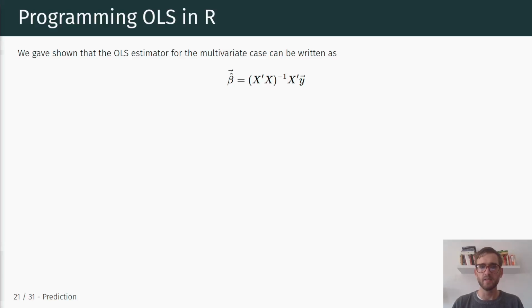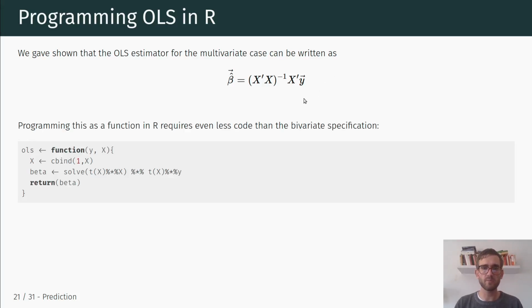Hi everyone. So in the last video we have shown that the OLS estimator in the multivariate case can be written as X prime X inverse X prime y. And that is the matrix form expression that describes the OLS estimator for a set of beta parameters that are all included in this vector, for k independent variables, including a constant term. So in this video, I'm going to show you briefly how to program this in R.